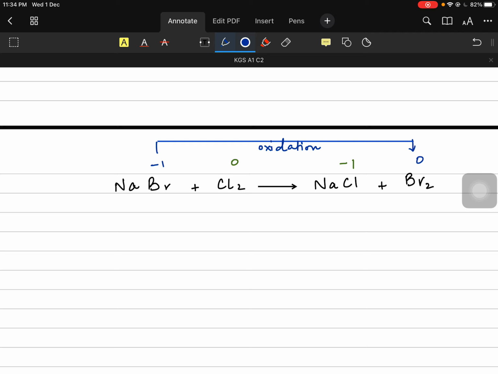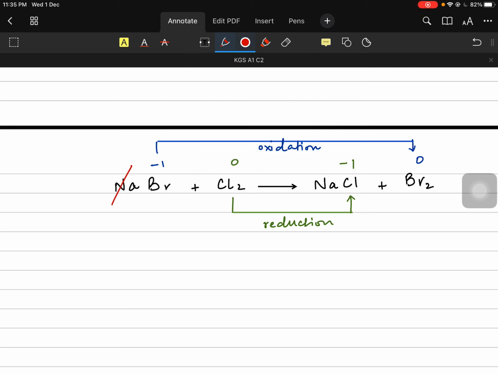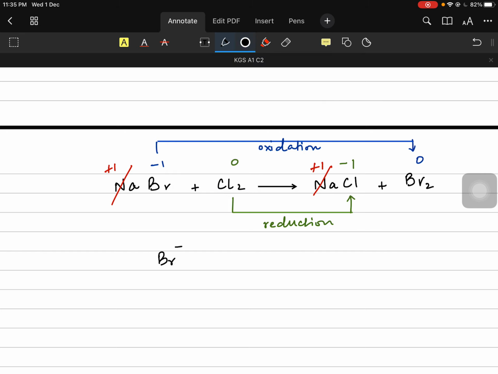And in the case of chlorine, it's changing from a 0 to a -1. If we look at the ionic equation, we can write it like this. You cancel out the common charges, which is sodium, because it was +1 in both cases. What you get is a bromide with a minus charge, a chlorine with a 0, giving you a chloride with a minus charge and a bromine with a 0.